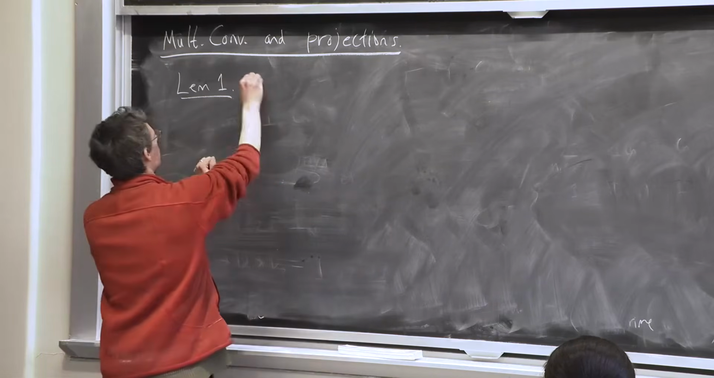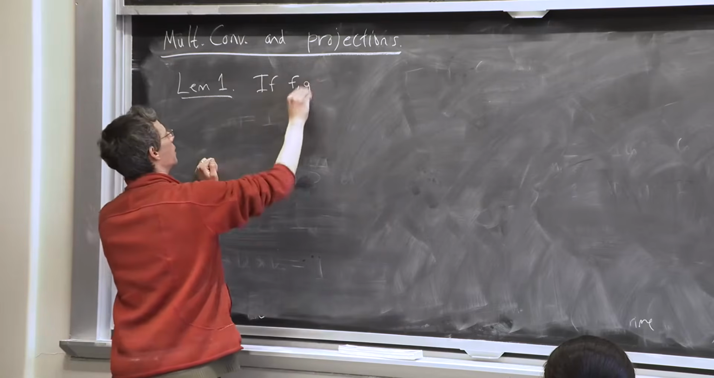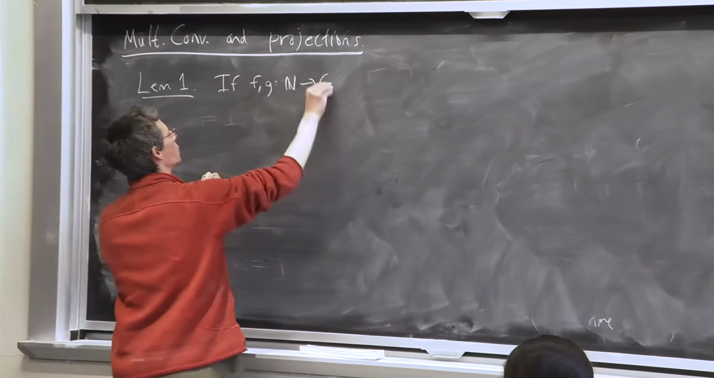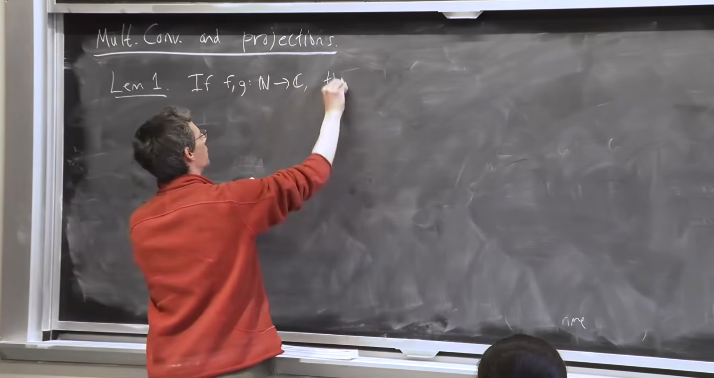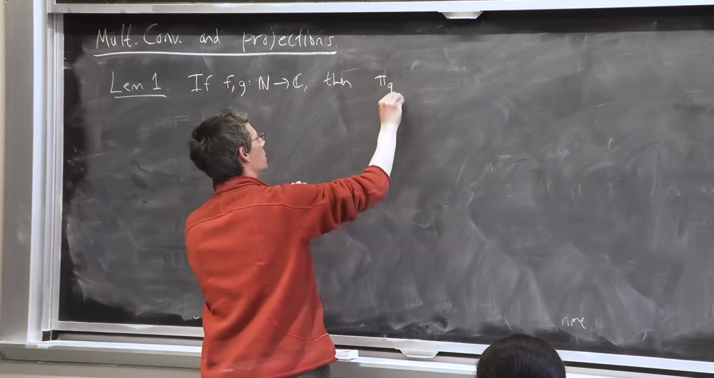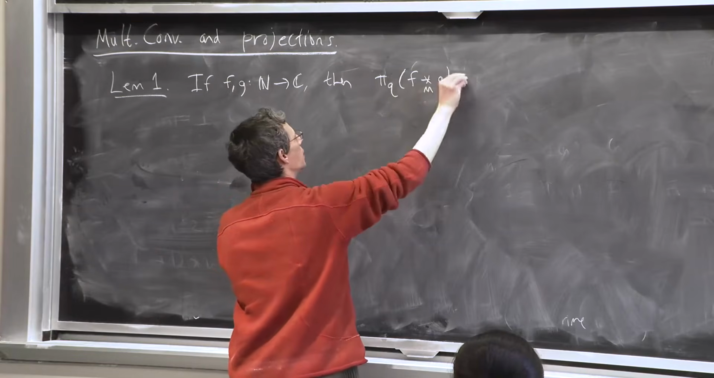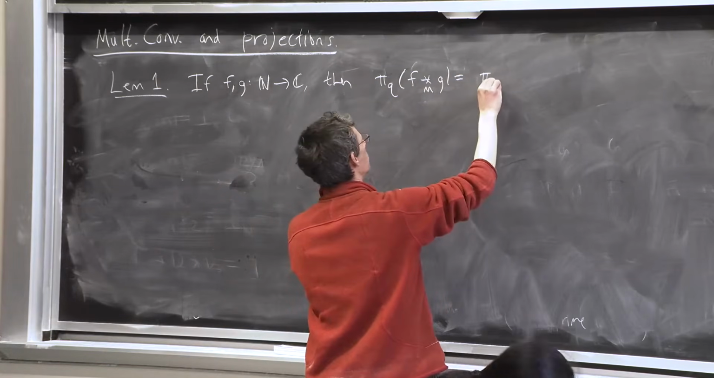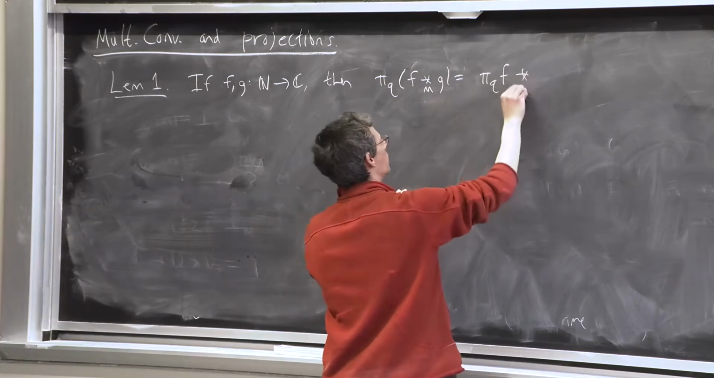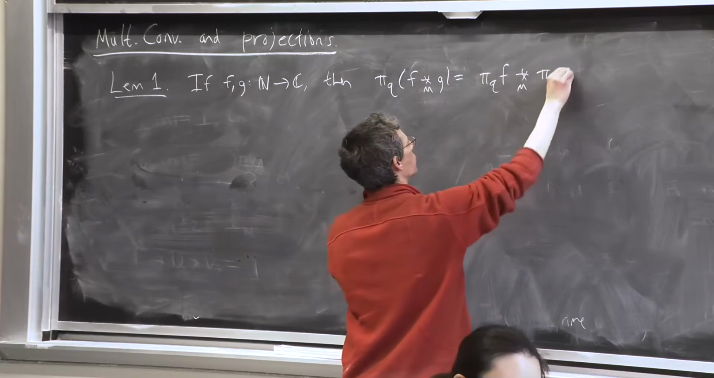OK, so lemma 1 says that if f and g natural numbers go to C, then if I take the projection of f convolved with g, I get the projection of f convolved with the projection of g.